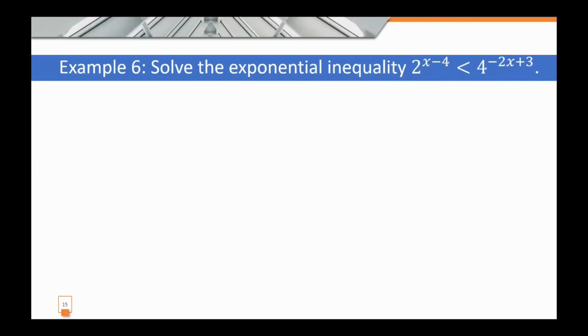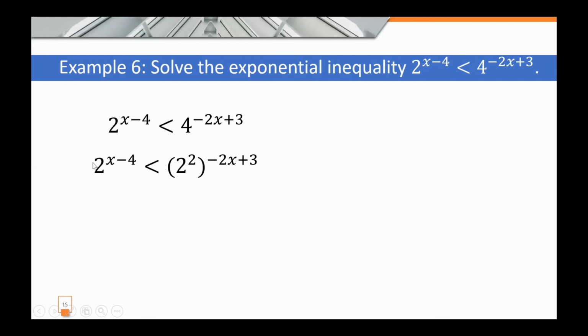The given is 2 raised to the quantity x minus 4 less than 4 raised to the quantity negative 2x plus 3. Let's take note of the given. So, our goal here is to make the bases equal. The base on the left side should also be the same on the right side of the inequality. 2 can be equal to 2 raised to 1 and 4 can be equal to 2 squared. So, here, the base on the left side is 2, and on the right side, it is 2 also.